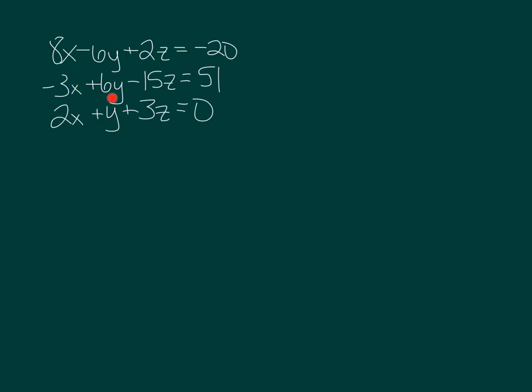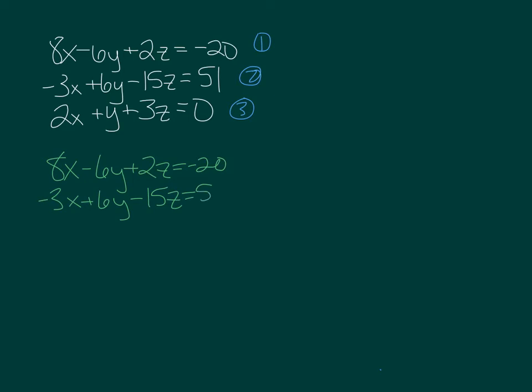If you notice, right here, equations numbers 1 and 2 have positive 6y and negative 6y. That's a good sign. We don't have to multiply these equations by anything to eliminate a variable. So let's go ahead and eliminate this one. We have 8x minus 6y plus 2z equal to negative 20, and minus 3x plus 6y minus 15z equal to 51. If I add these together, I would be left with 5x and minus 13z equal to 31. Okay, that's half of my new system.